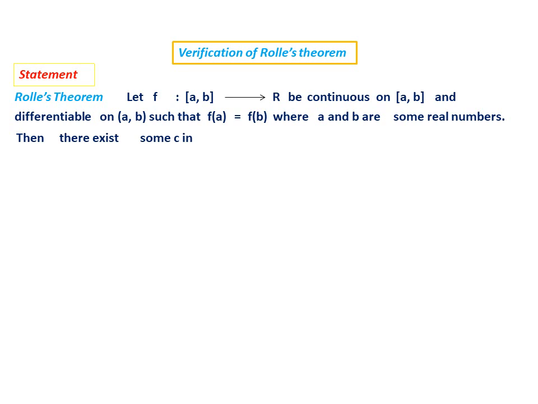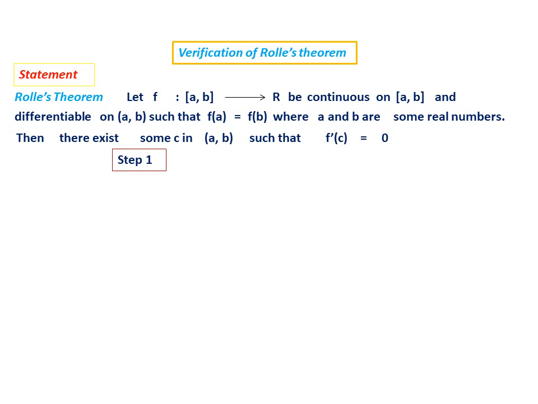Then what Rolle's theorem says is there exists some c. It is not specifying only one c. It may be more than one also, but at least one c must be there in a b such that f dash c equal to 0. This is the statement of Rolle's theorem.